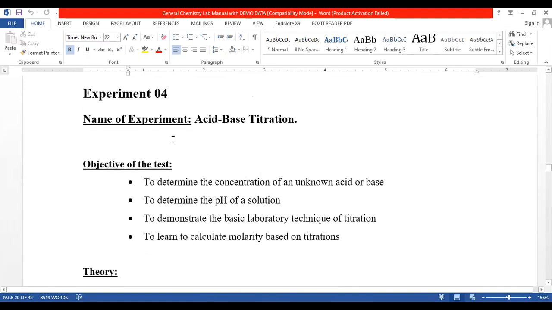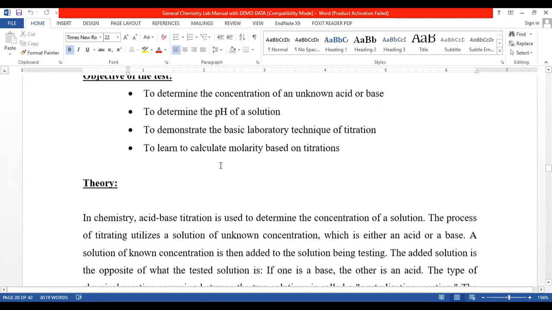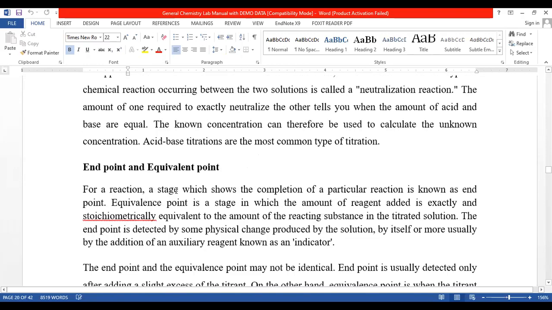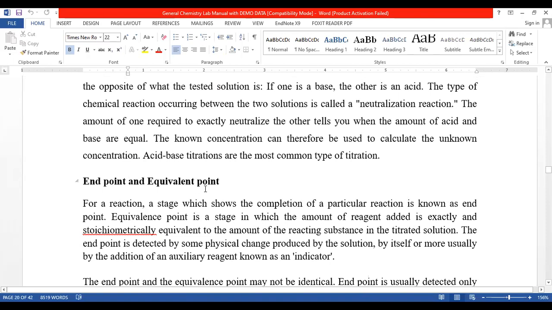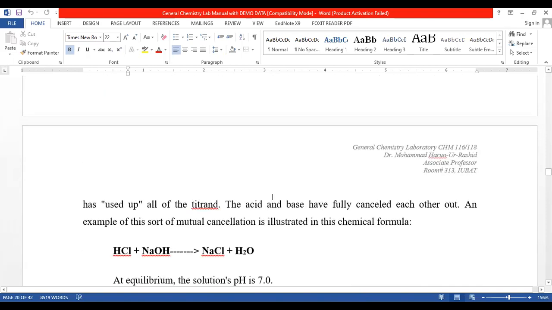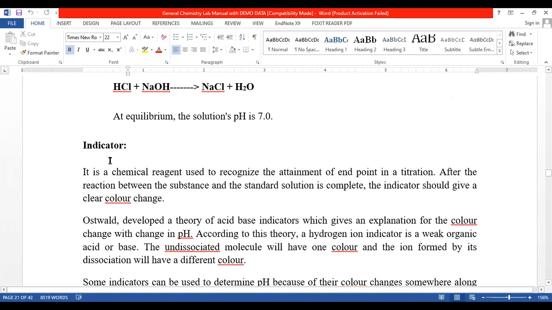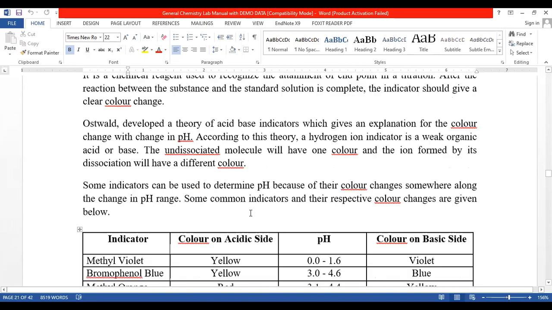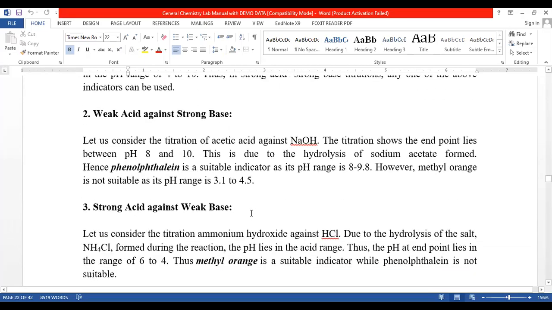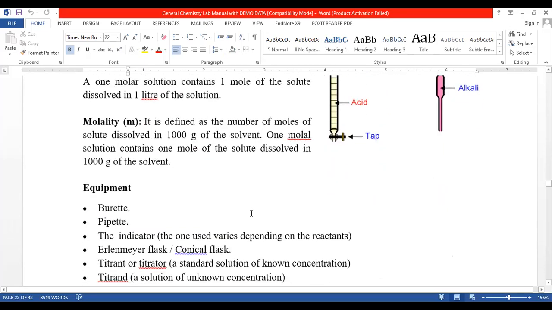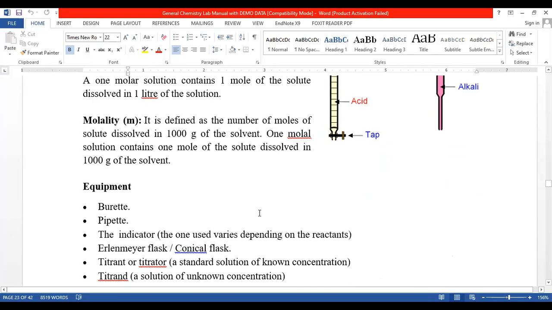Then this experiment, acid-base titration. You can do it as it is: the objective, the test, the theory. Then some terminologies: endpoint, equivalent point, indicator. You can skip the indicator part because it is too theoretical. You don't need to write this in your lab report.